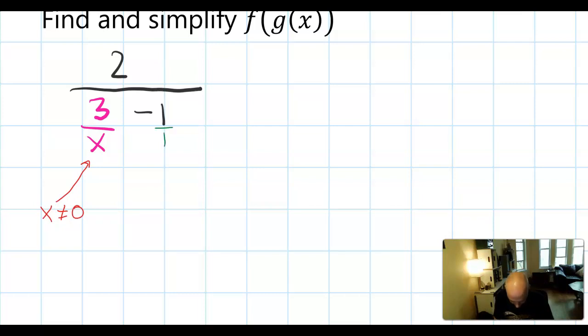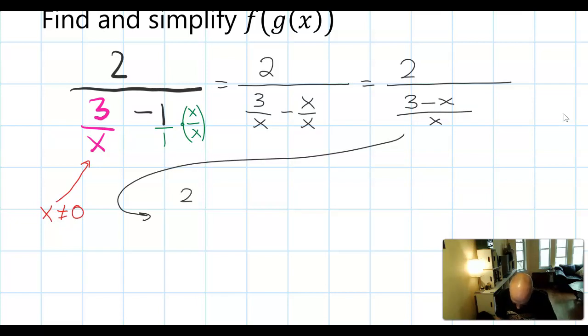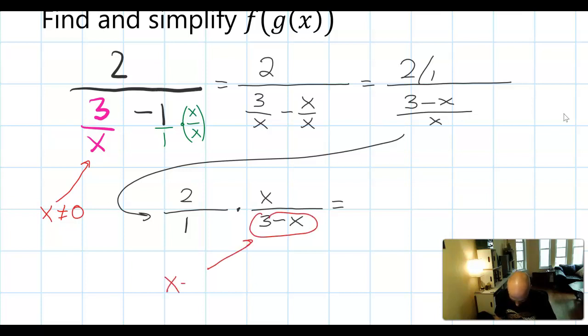We'll take this 1 over 1 and multiply it by x over x to get a common denominator. Just that single term, you're just multiplying it by 1. So then you'd get something like 2 over 3 over x minus x over x, which would give you 2 over 3 minus x over x, which if we come over here, you think of this as 2 over 1, because I have the biggest fraction bar, so this is like 2 over 1 times x over 3 minus x, and I can now see from this part that I also need x to not be 3.